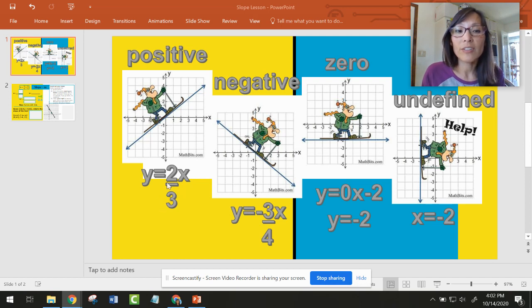Also, we have learned that the coefficient of x is the slope, and notice that the 2/3 is positive. So that is why that is a positive slope.